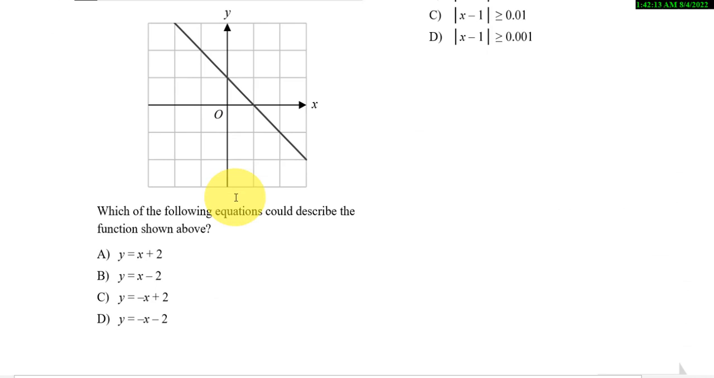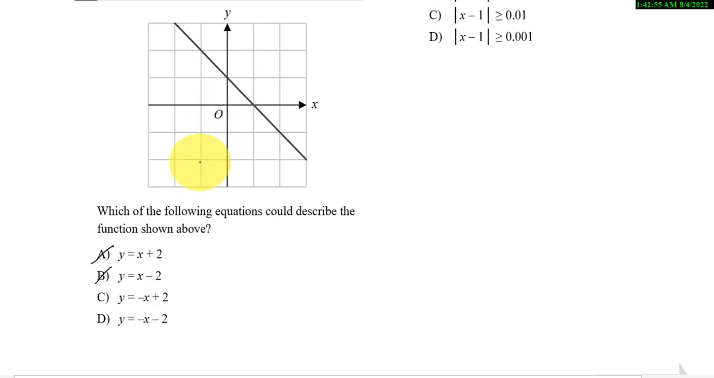Which of the following equations could describe the function shown above? Now this function is a line, a straight line, and it's a straight line with a negative slope because it is slanting towards the left. So that helps you to eliminate all the answers that have positive slopes. So A is eliminated and B is eliminated. Then we remain with two options, C and D.